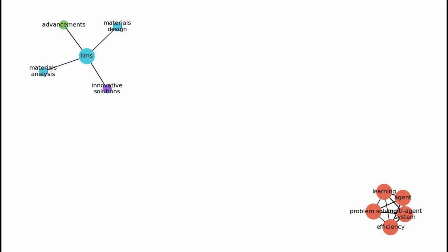2. Collaboration. These agents can communicate and share insights with each other, much like a team brainstorming ideas together. This collaboration allows them to piece together information from different angles, resulting in a more comprehensive solution to the problem.